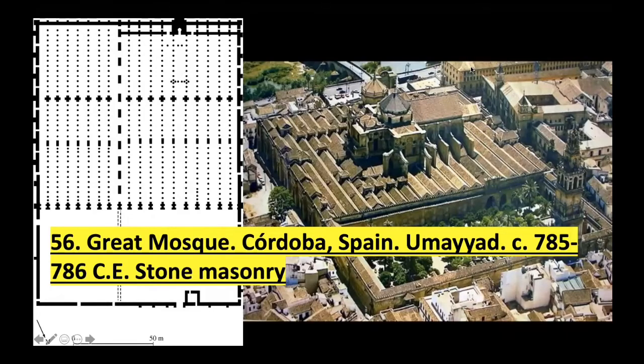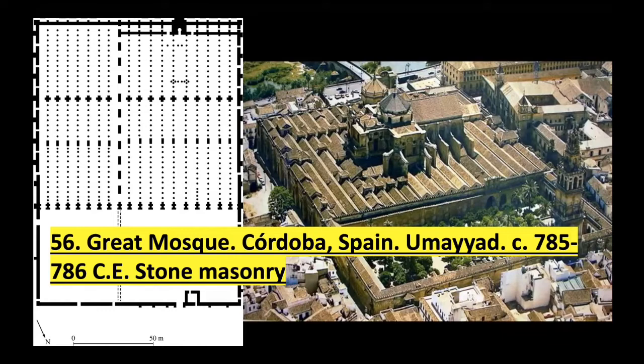All right, we are in Spain, in Cordoba, talking about the Great Mosque of Cordoba. And this is from another unit. This is in Unit 4, since it's in Spain, right, Europe. But I'm including this in the Islamic unit to kind of do a comparison with mosque architecture.